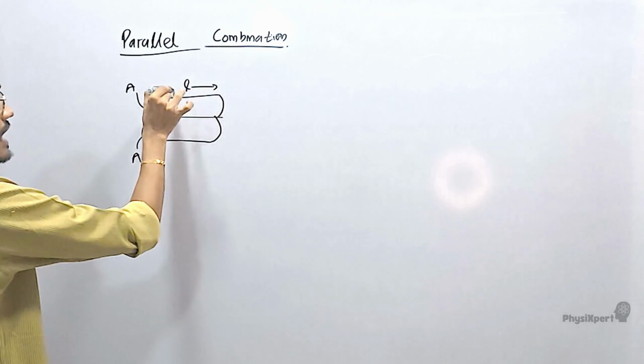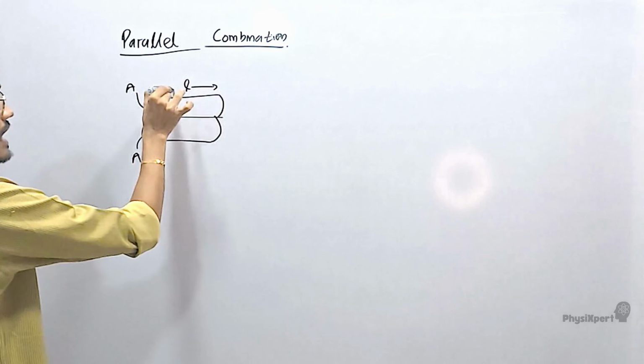The equivalent should replace the same gap. Then, to replace the same gap, the area of the equivalent should be 2A, because the net area we had in the system before is 2A. In the equivalent, it should be having 2A single-handedly. So this is 2A, but the length is the same, L.